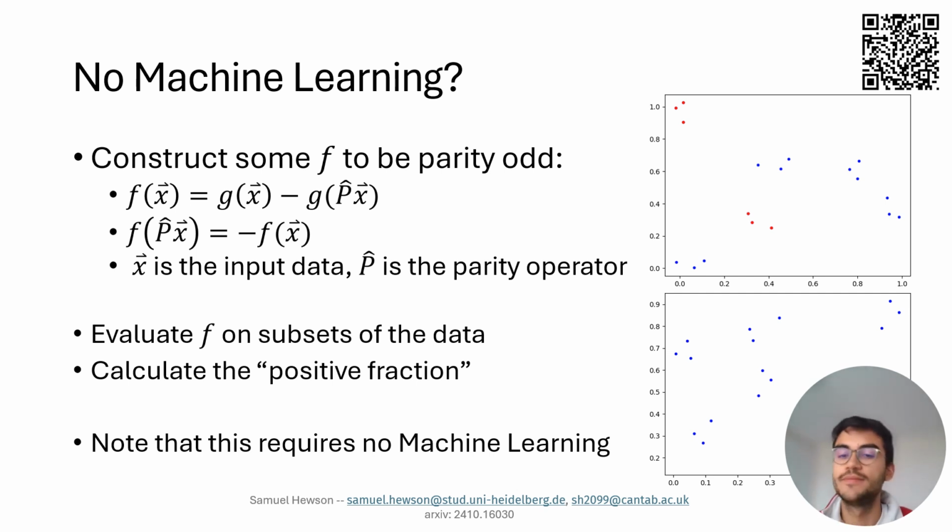However, in general, we don't know our system. We are searching for parity violation. We have no concept of how it would exist in the data points. And so we need a way to find an appropriate g. And this is where the machine learning comes in.